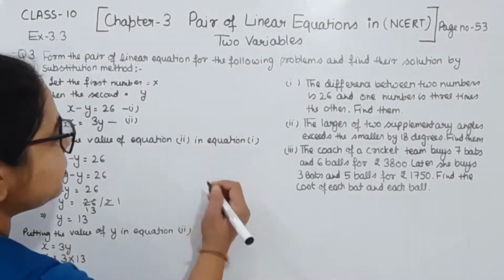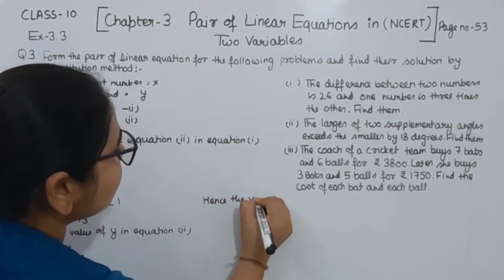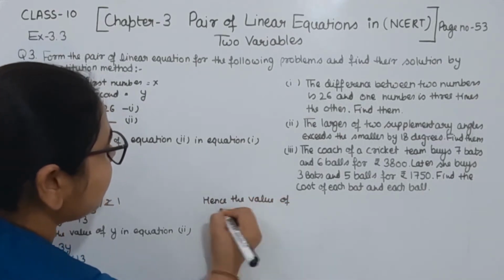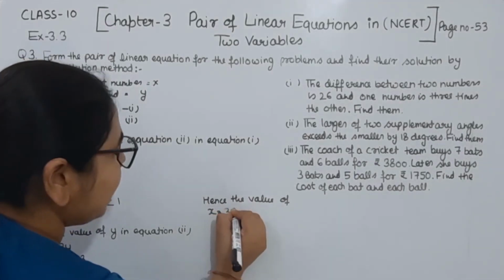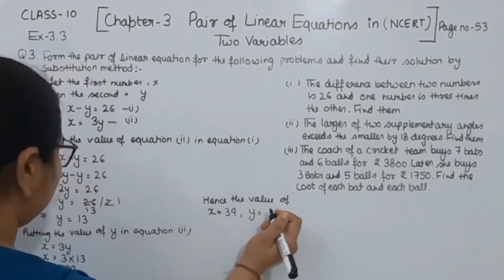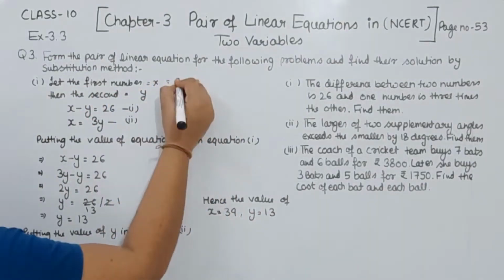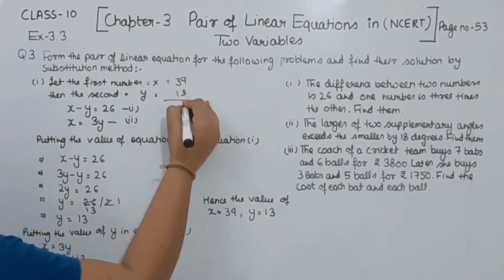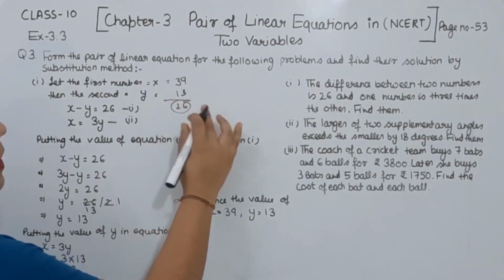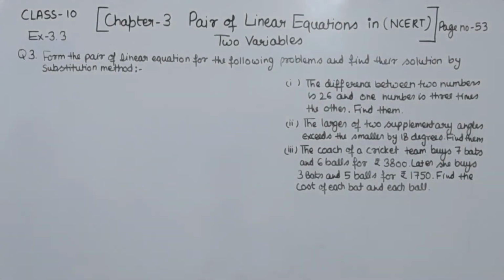So I'm going to write here, hence the value of x is equal to 39 and y is equal to 13. So the first number we are having is x, that is 39, and the second one we are having is 13. When we subtract them, the difference we are having is equal to 26. This one we are having is the part 1. Now comes to the part 2.